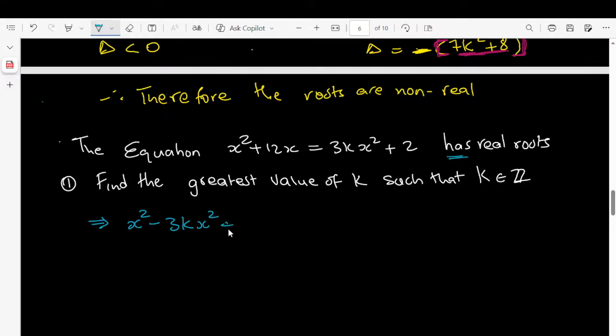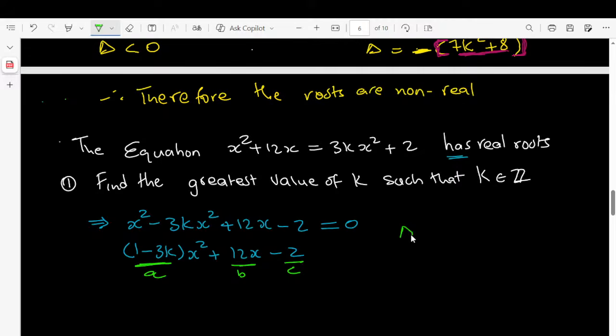Then I still have plus 12x. I still have to subtract the 2. This is equal to 0. Always remember, taking out the common factor, I'll have this as (1 minus 3k) x squared plus 12x minus 2. So now I know what is the value of A, I know the value of B, and I know the value of C. So this is my A, this is my B, this is my C.